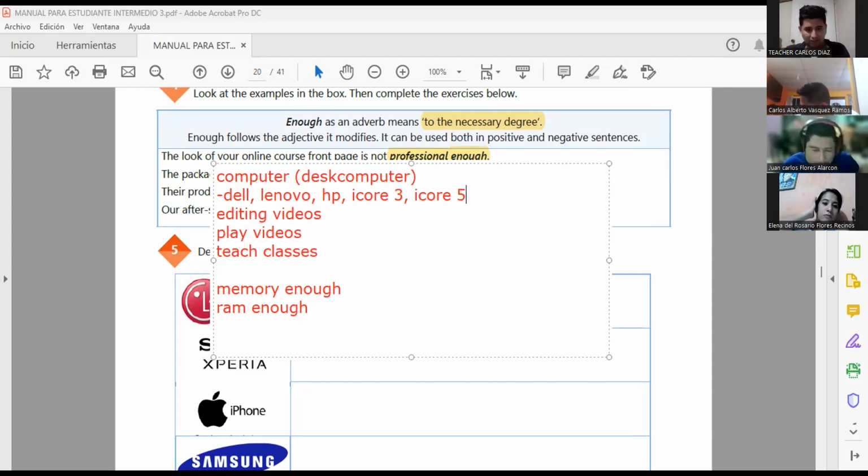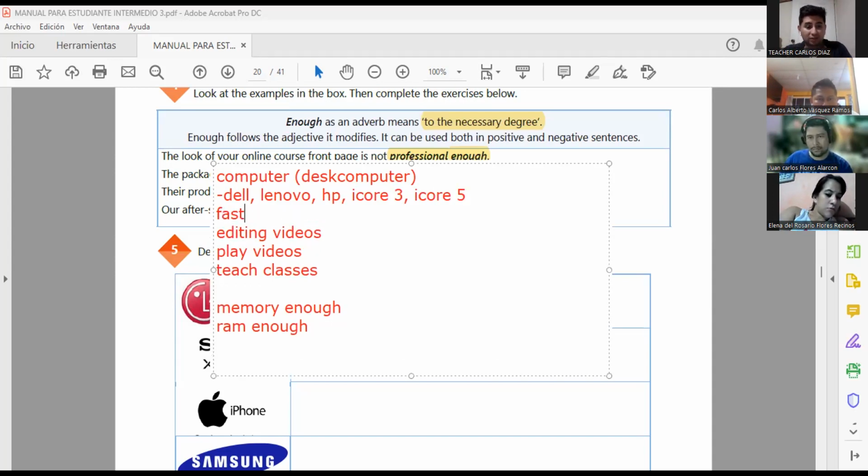I would rather iCore 5, iCore 5, sorry, iCore 5 because the computer is very fast. It's fast enough. Yes, it's fast enough, and the processes to save, for example, are very fast. It's good enough.